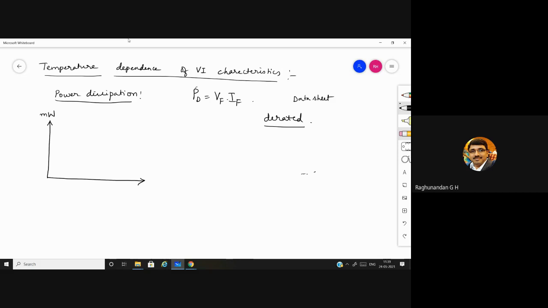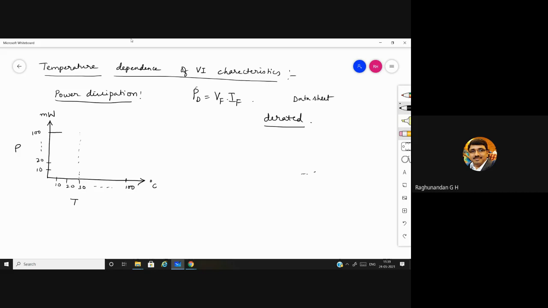Milliwatt versus degree Celsius. 10, 20, 30, like this we have taken an example till 100 degrees, and in the same way here 10, 20 till 100 milliwatt. So this is the power. The Y-axis indicates power, the X-axis indicates the temperature. What is the standard room temperature? 27 degrees Celsius.